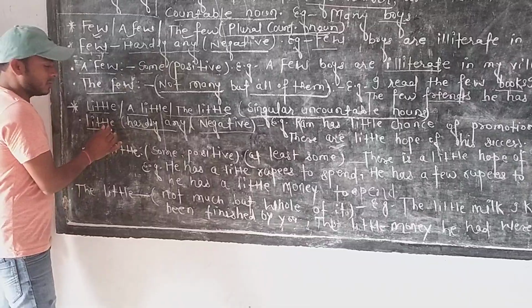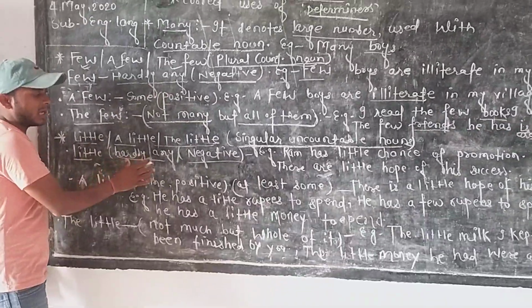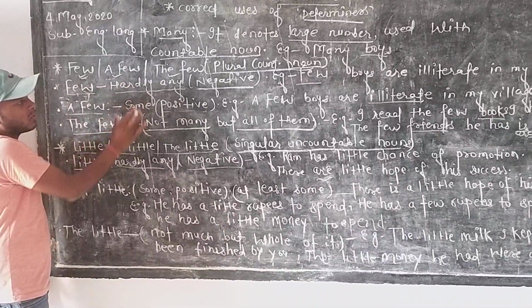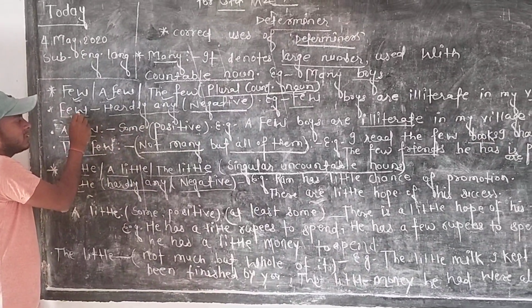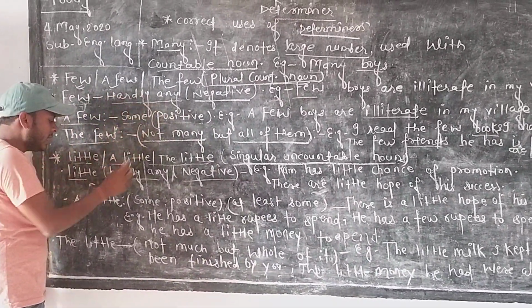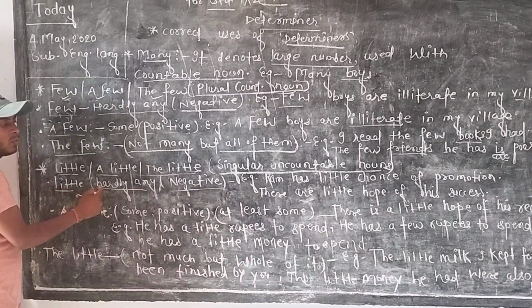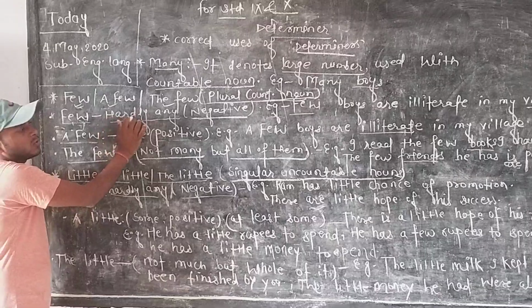So here, listen. Little is what? Hardly any, and it gives a negative sense. And few is also hardly any, but this is used with numbers, and little is used with what? Quantity. It is used to denote quantity, but few is used to denote number.